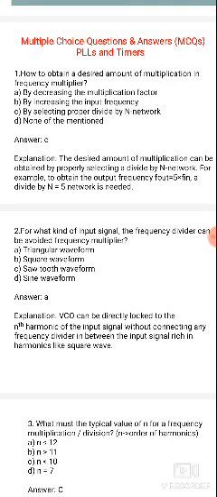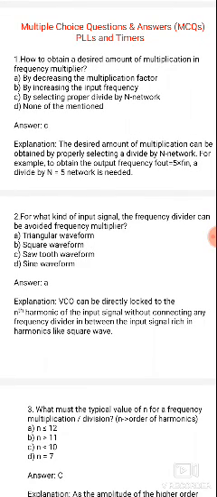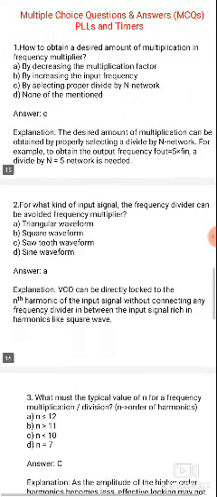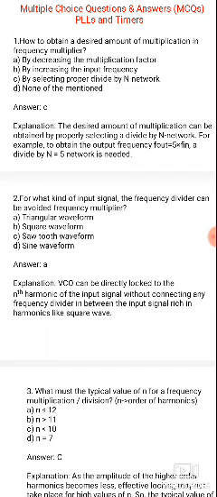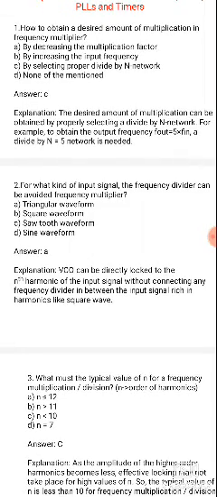So selecting the proper divide by n network is the most important thing in frequency multiplication, or in a frequency multiplier. In the frequency multiplier diagram, the main important thing is selecting the divide by n network. Only by selecting the proper divide by n network can we get the desired amount of multiplication in a frequency multiplier, that is, F0 will match n times Fs.